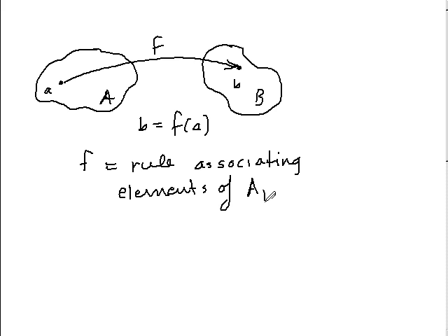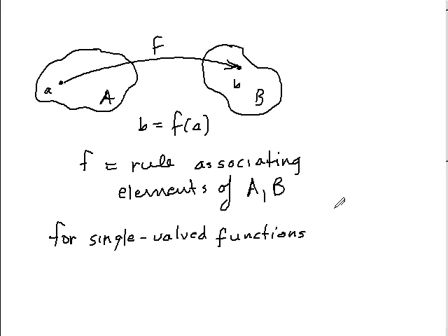The real requirement, of course, that we have is that for a single valued function, you cannot have two b's, a b1 and a b2. So for single valued functions, and of course not all functions are single valued, but the ones we most often deal with are single valued, you can only have A going to B, not A going to B1 and A going to B2.